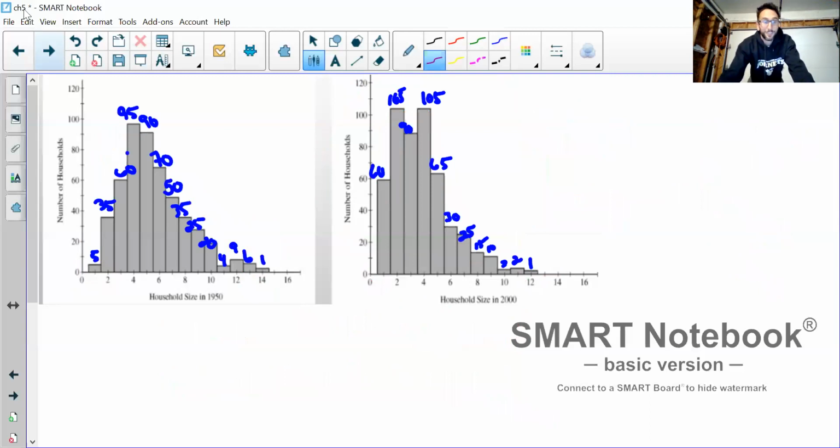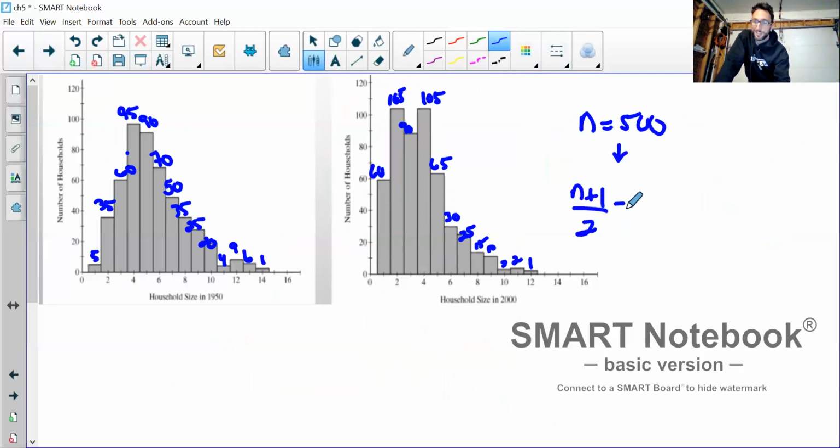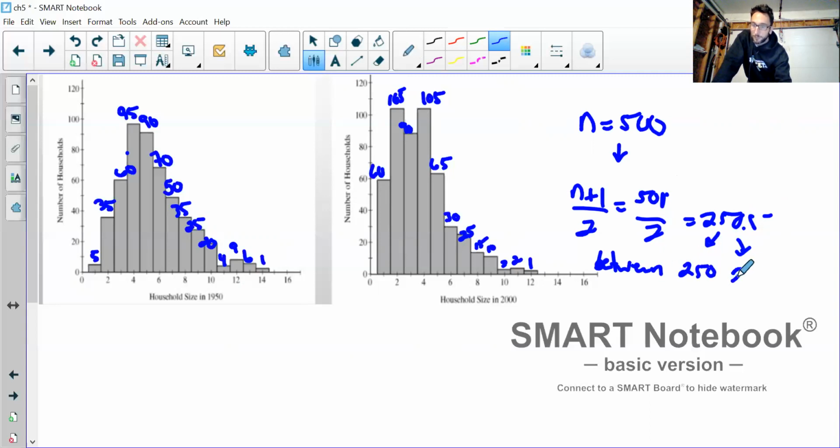All right, back to the center, the median. So here, before we even jump into the median, a few comments. As I started trying to estimate the median, we know the sample size for both years is 500. So I'm thinking, I want to do a little n+1/2 action. So I'm going to have 501/2, which gives me 250.5. Of course, that's not the median because that would be an insane amount of people in a household. But that tells us that the median, 250.5, is between the 250th and the 251st data value.